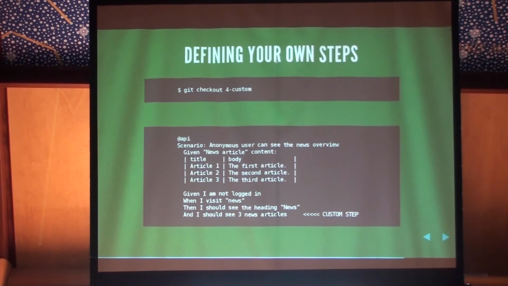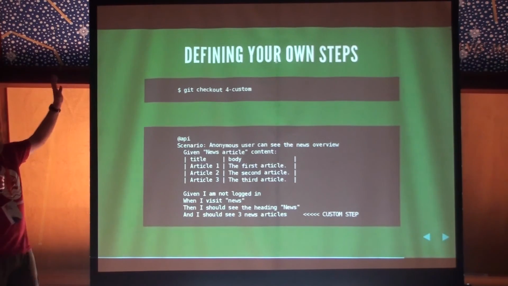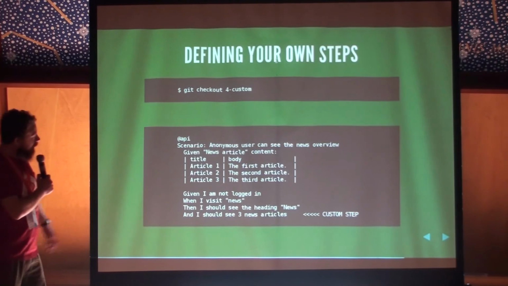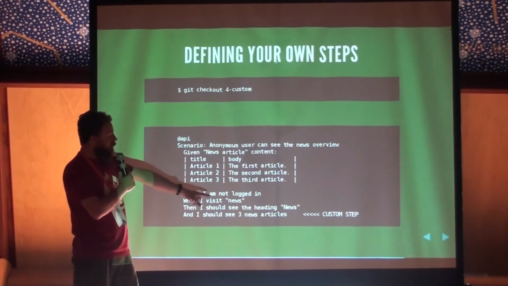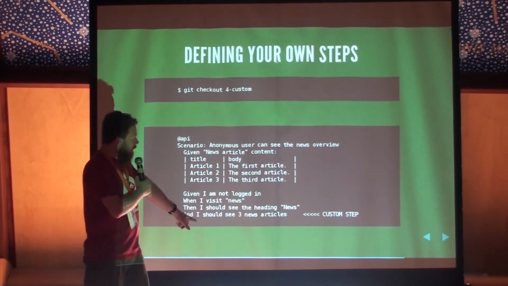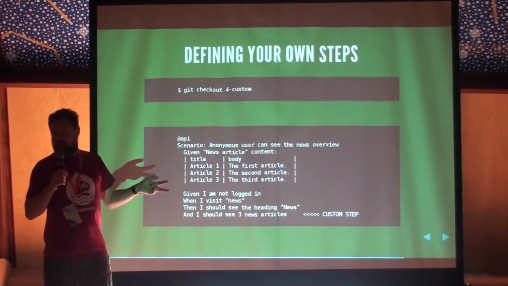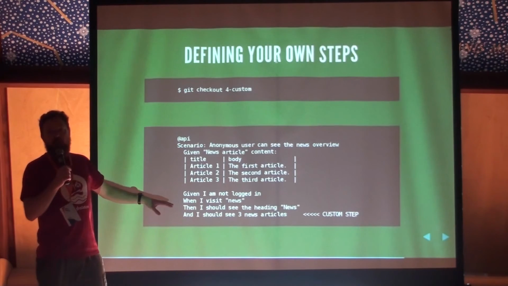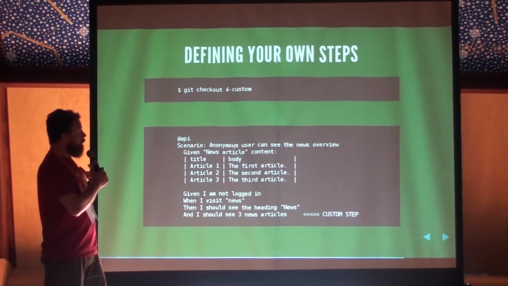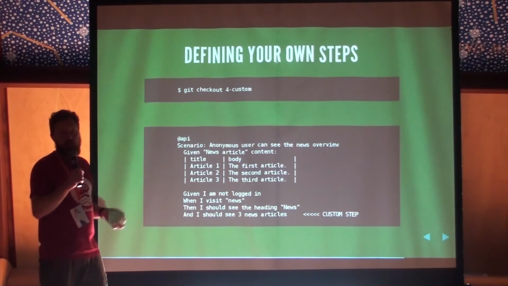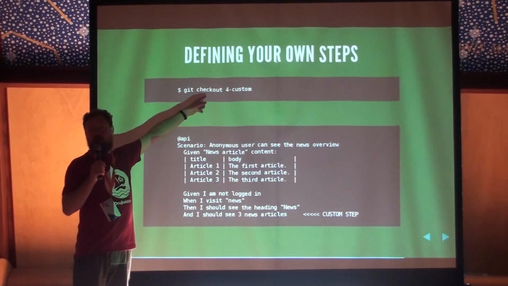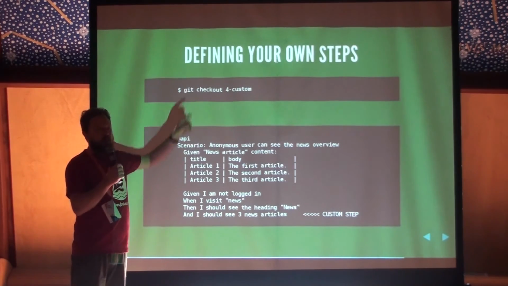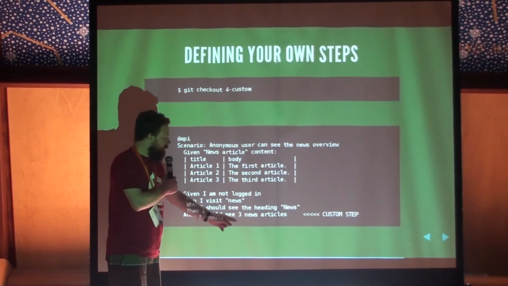Alright, so our client is not satisfied with our lengthy test. The client says, I just want to have the line here that says, when I visit the news page, okay, I see my heading news, but I should just be able to see that there are 3 news articles. This is a step that's very specific to our project, because our project has a news role. Not all projects have this, so you won't find this in the default steps. If you check out branch code 4/custom, then you will find the code there. So we have to implement this.